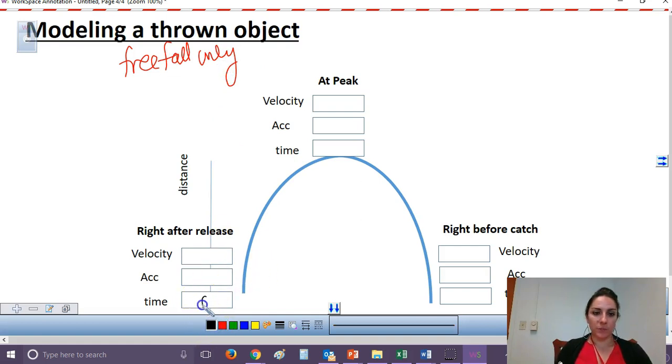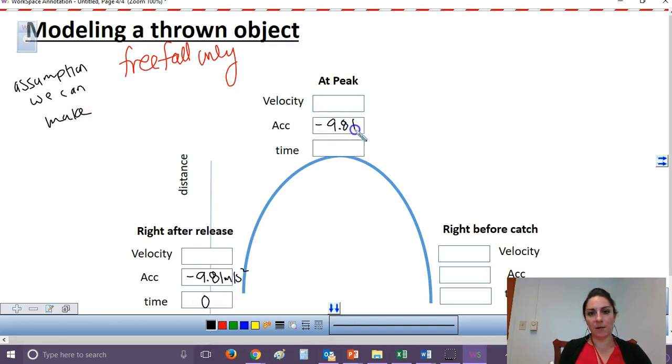So let's say that time is 0 right here. These are the assumptions. I'm just going to write that note. Assumptions we can make. We can always assume the acceleration at any point of this is negative 9.81. Negative meaning down, so if I were to draw a vector diagram, imagine this is a ball.